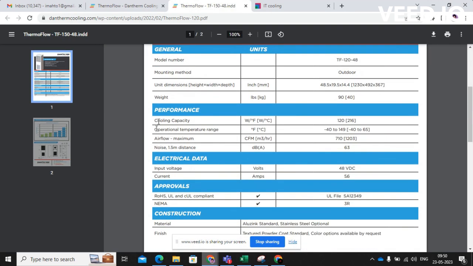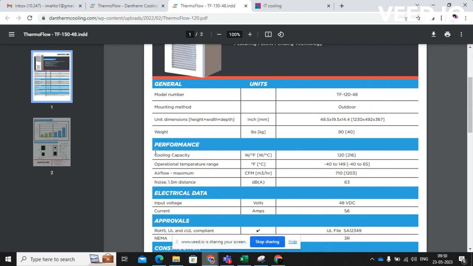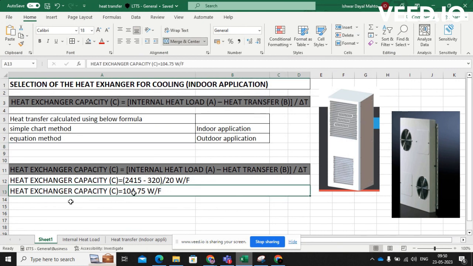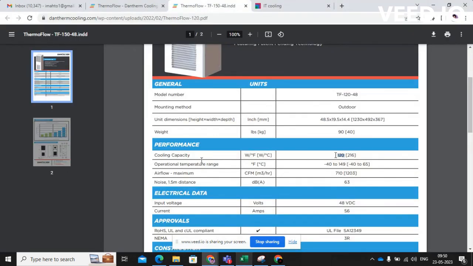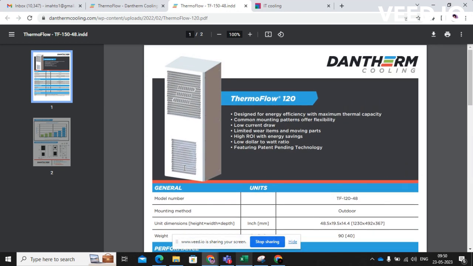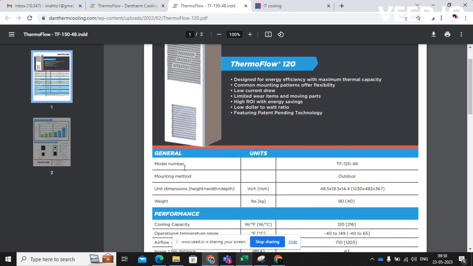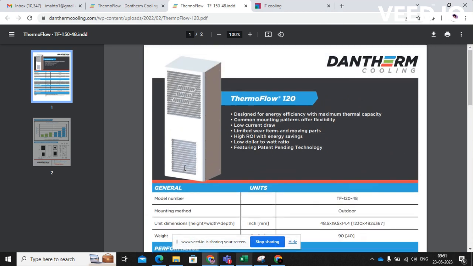For the heat exchanger, the capacity is given by the cooling capacity. The cooling capacity is 120 watt per degree Fahrenheit. And in our problem, the heat exchanger capacity is 104.75. So this system is sufficient to handle that much load for cooling our electronics. So this is how we can select the right heat exchanger for cooling the electronic system.